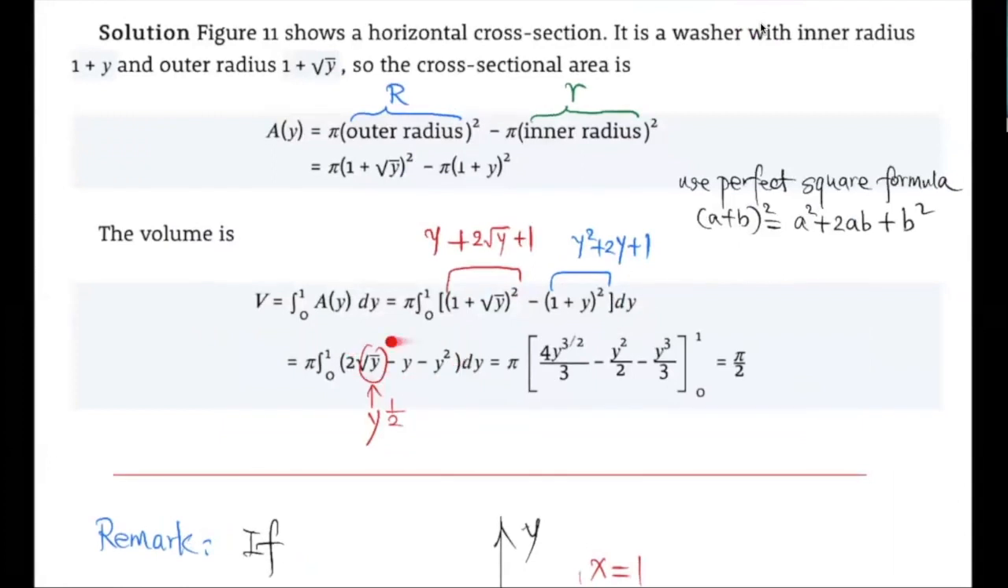Now when you try to find antiderivatives, it's better to write each term in power form. So the square root of y we would write as y to the 1/2 power. This pi here is a constant multiple, so it's outside. The antiderivative will be 2 times y to the 3/2 power times 2 over 3, so that will be 4 over 3. The antiderivative of y is y squared over 2. The antiderivative of y squared is y cubed over 3. Now we evaluate y going from 0 to 1. The result here is pi over 2.